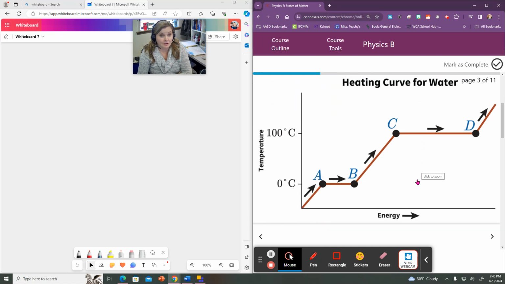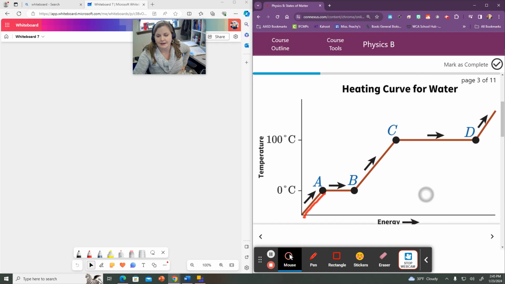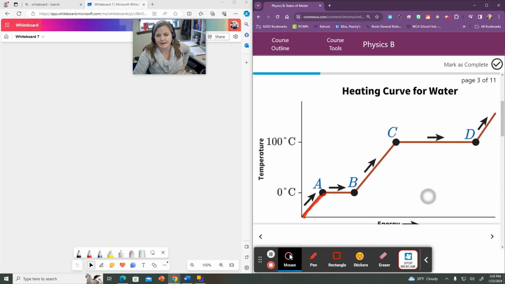And it might not look like you expect it to look. Essentially, this is what's happening to the temperature of, in this case, water. As we heat it, it first increases in temperature pretty steadily, right? On the x-axis, we have energy. On the y-axis, temperature. So we're adding energy to this.